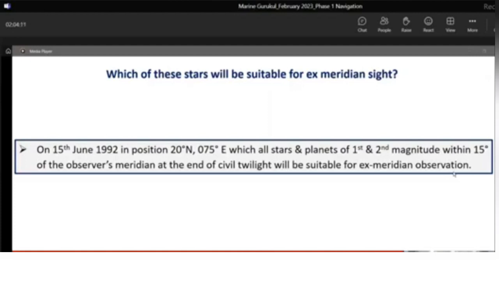Limit is picked up from the ex-meridian table. We have seen the ex-meridian table. We enter into table 1, we get factor A. Then with factor A, we enter into table 4 and table 4 gives us the limit. So we have to check the limit for each and every star. This is one thing which we need to do.